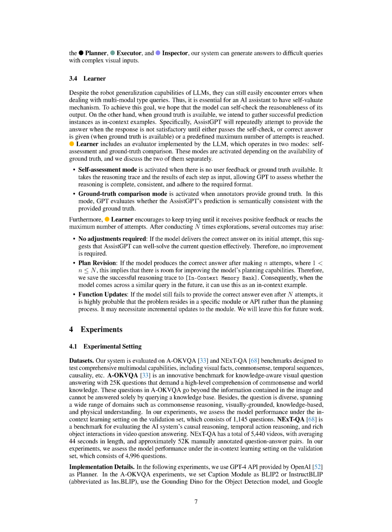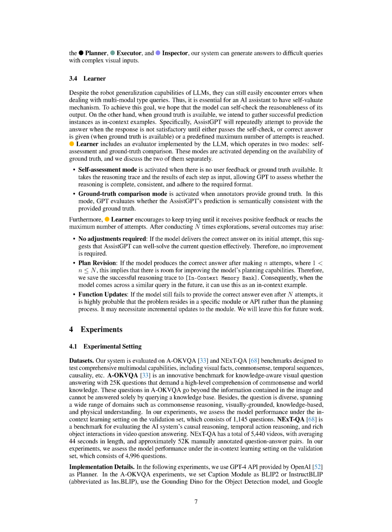Following a number of attempts, let's call it n, several situations can occur. 1. No adjustments required. If the AI provides the correct answer on the first try, this indicates that AssistGPT is successfully handling the current question, and no further improvement is necessary. 2. Plan revision. If the AI produces the correct answer after n attempts, where n is more than 1 but less than or equal to n, it implies that the model's planning could be improved. In such cases, we store the successful logic chain in what we call the in-context memory bank. Then, if a similar query appears in the future, the model can refer to this as an example.